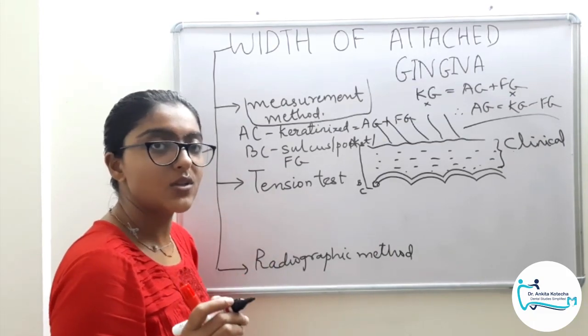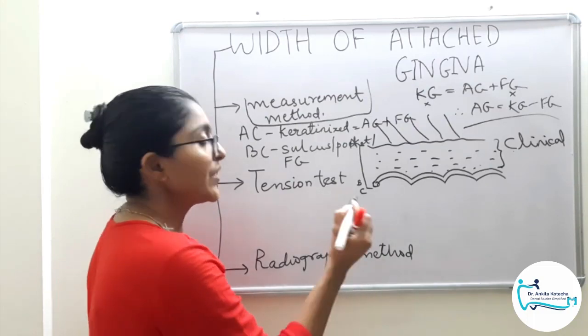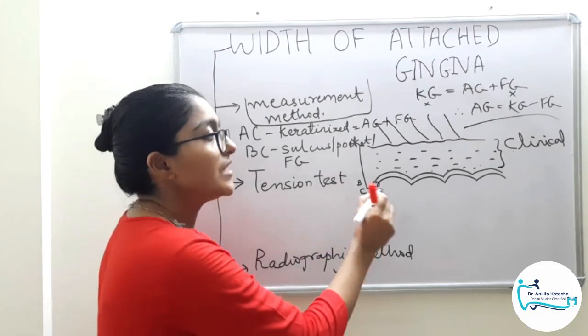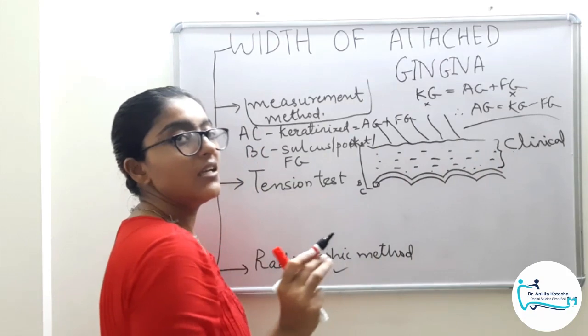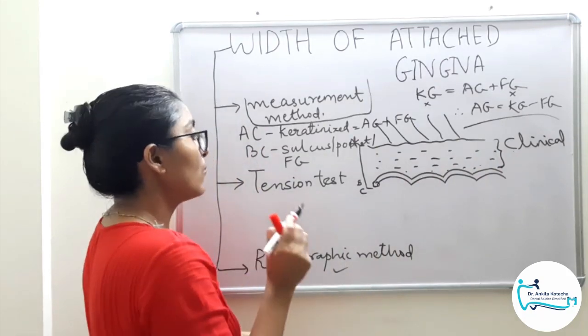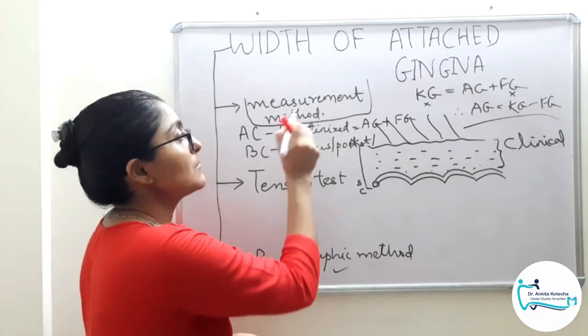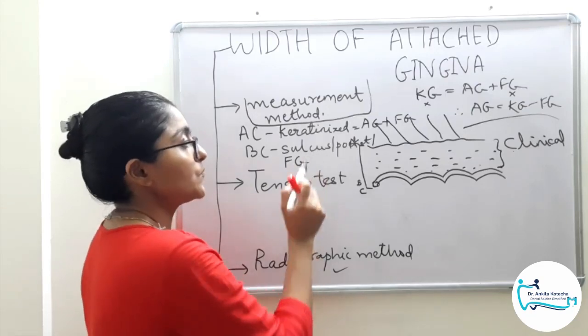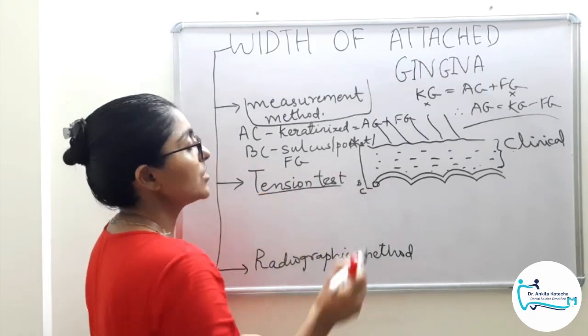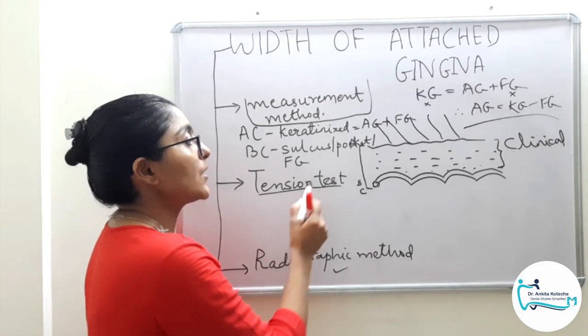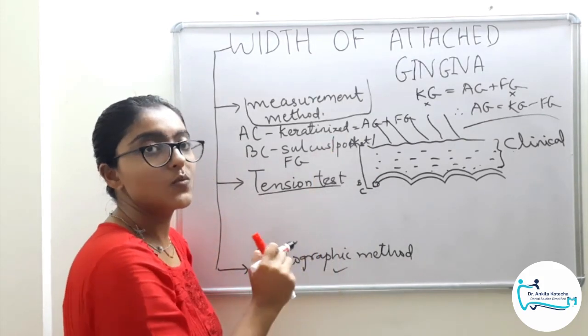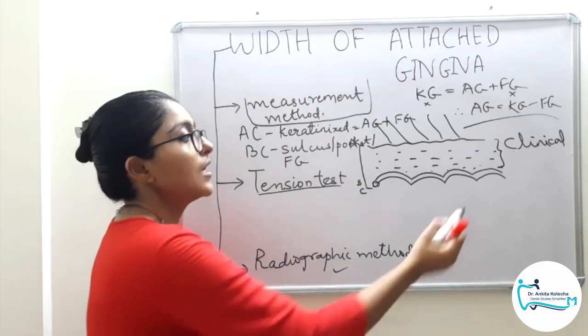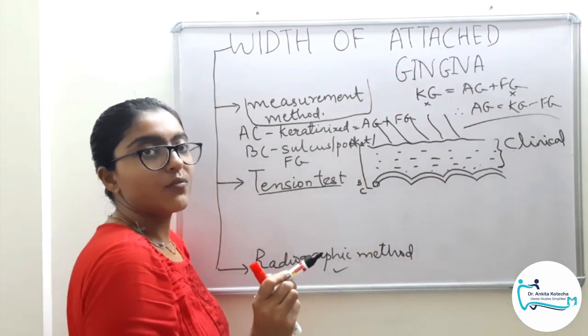What is anatomic width of attached gingiva? We will discuss in the radiographic method. But for now, please remember, this is clinical width of attached gingiva. Moving on to the functional method. This is measurement method. So now coming to functional method, which is tension test. I told you all the three methods will give us different forms of answers. Here we got clinical width of attached gingiva.